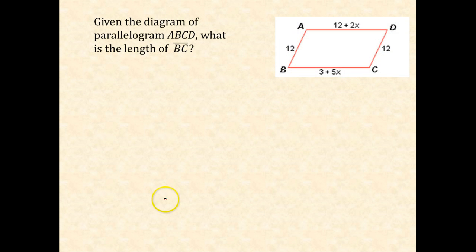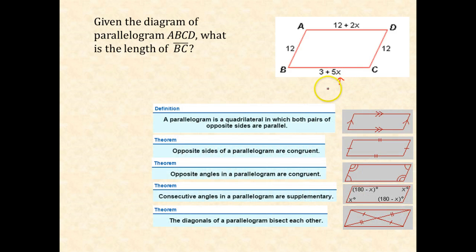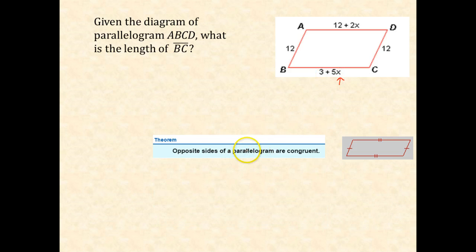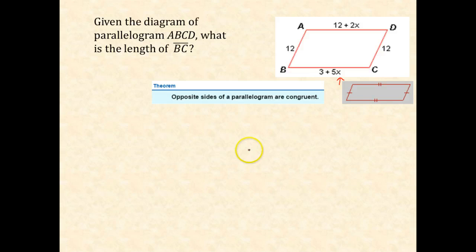Given the diagram of parallelogram ABCD, what is the length of BC? So we need to find the length of BC. Well, in order to find the length of BC, I'm going to have to figure out what x equals. And I'm going to have to use one of these theorems. And the one I'm going to have to use is the only one that has to do with side lengths, because that's all we're given. We're given side lengths. So I'm going to have to use the opposite sides of a parallelogram are congruent.